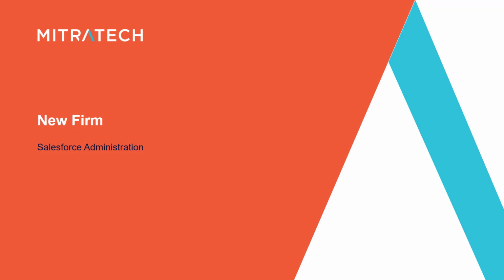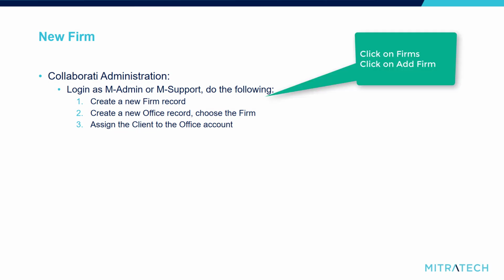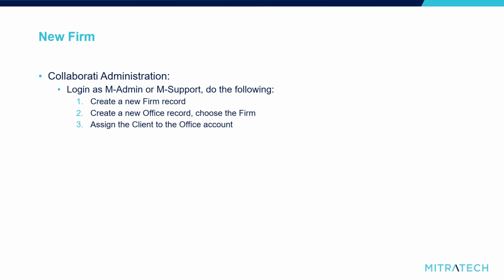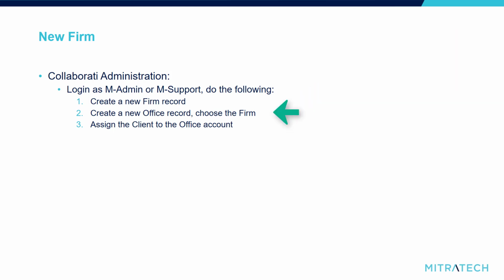For the new firm implementation, you'll log into Collaborati as the MeterCheck admin, and this time you'll click on Firms and Add Firm, create the new firm record, then click on Offices and Add Office. Then you can create a new office record and make sure to choose the firm from step 1. Then assign the client to the office account.